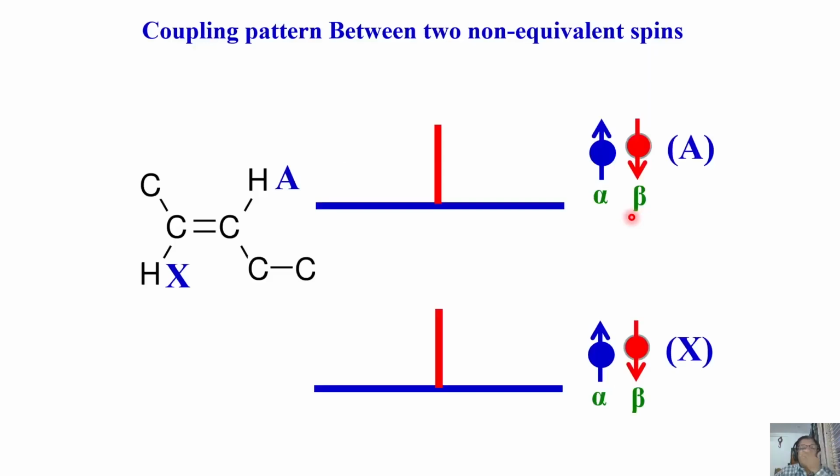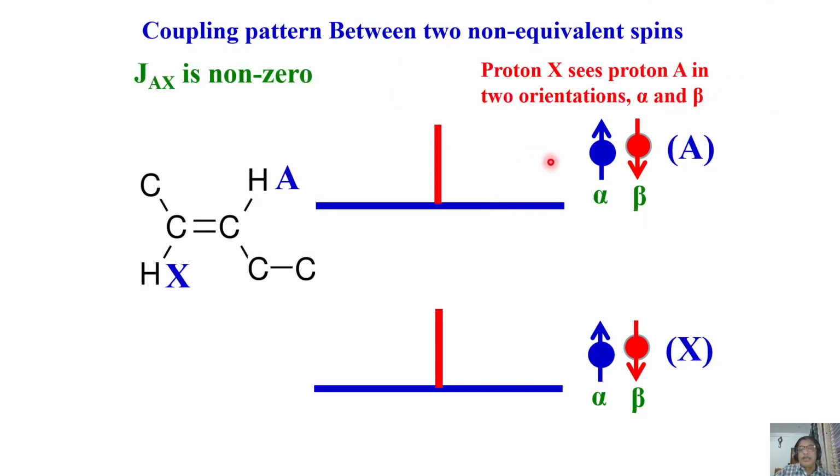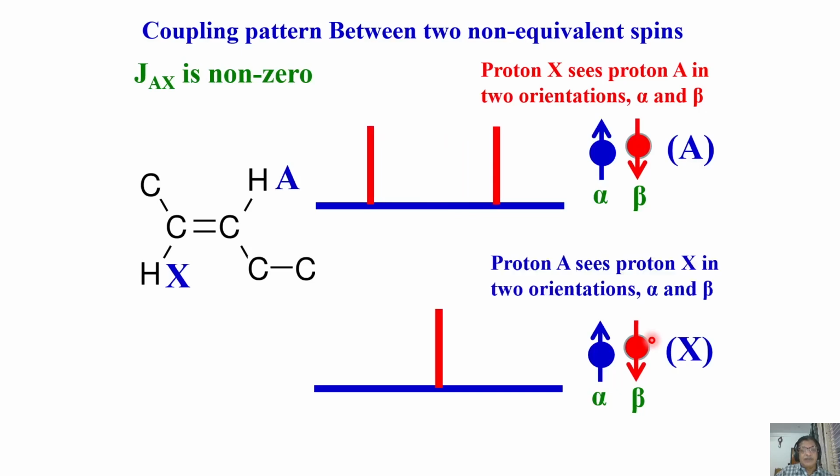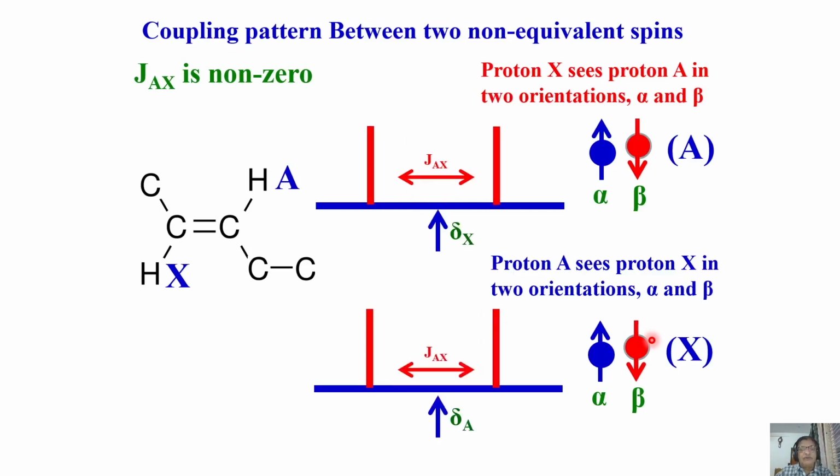Now, coupling between two non-equivalent spins, we already calculated by the energy level diagram. Proton X sees A in two energy states. As a consequence, this will split into a doublet and this will also split into a doublet. This is JAX, this is equal to JAX, and this center gives the chemical shift of X, and this gives the chemical shift of A.